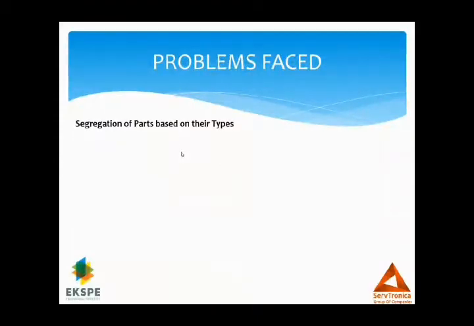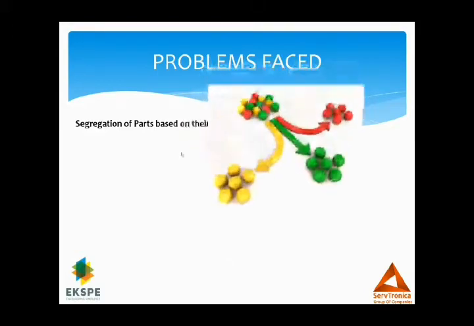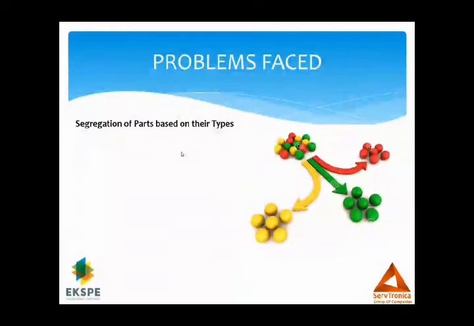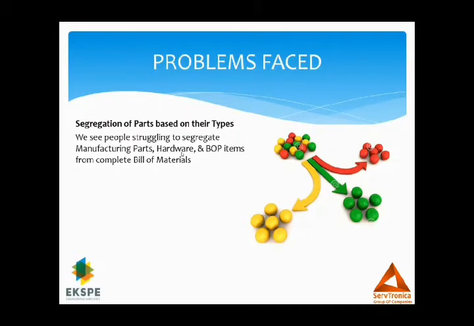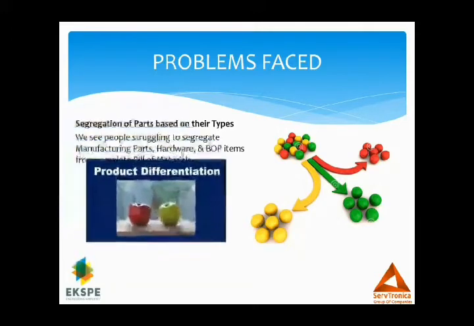Next problem we see is the basic segregation of parts based on their types. When a bill of material is released to different departments, say production or purchase, the initial concern of the production department becomes only the manufacturing parts, and the initial concern of the sourcing or purchase team becomes the bought out hardware. They spend time segregating and listing out their own respective parts. They struggle with a lot of this listing, and they spend a lot of time, again a manual, tedious job.